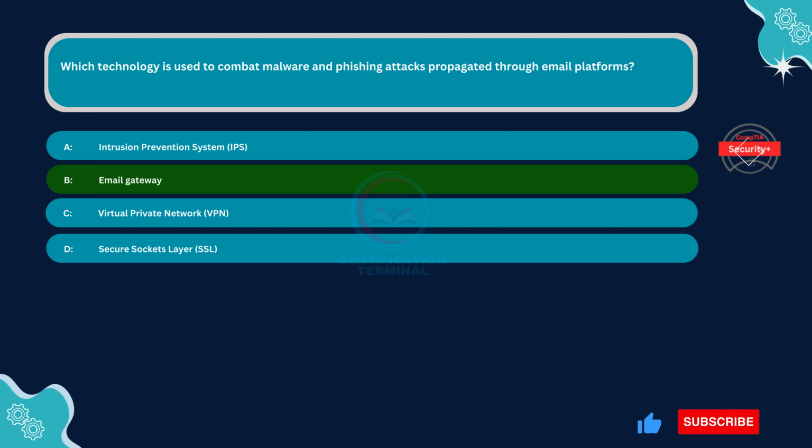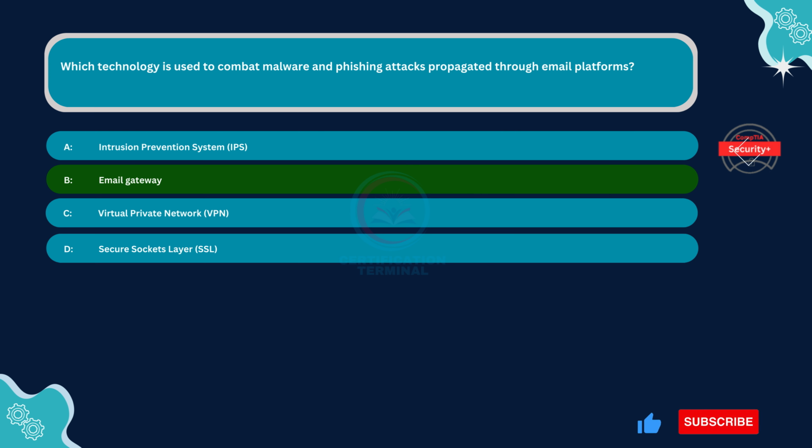An email gateway is the technology used to combat malware and phishing attacks propagated through email platforms. It acts as a filter between the internet and the organization's email infrastructure, scanning inbound and outbound emails for malicious content, attachments, or suspicious links.